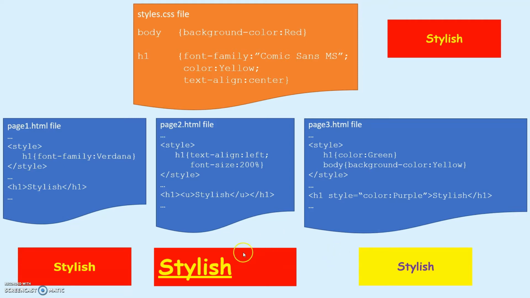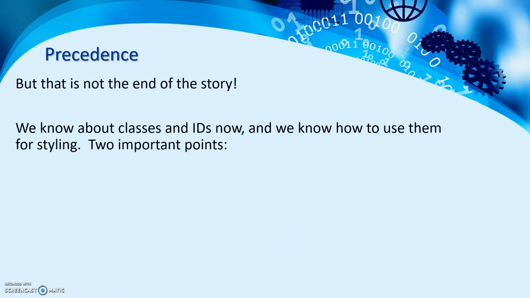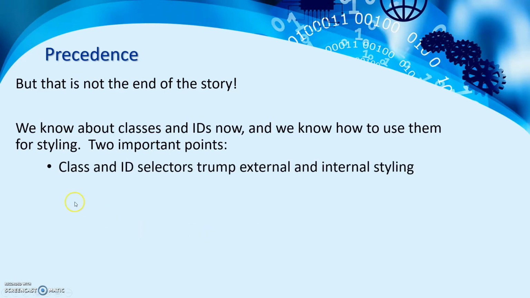Very, very common question. But that's not the end of the story, because now we know all about classes and IDs and we know how to use them for styling. But there's two important points here. First of all, class and ID selectors trump external and internal styling. So if you're using a class or an ID to come up with the body background colour or an H1 colour, then that will overwrite any styling that you've already got in your external CSS file or your internal style section. And then within our classes and our IDs, ID trumps class.